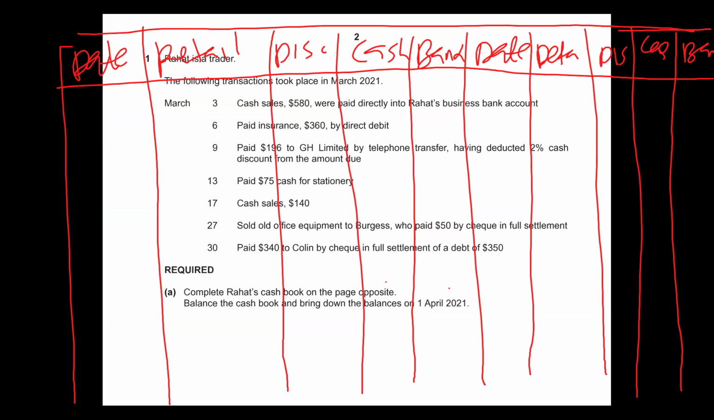Third March. There are cash sales, $580 that were paid directly into Rahati's business account. Now, let me pass a comment. We are saying these are cash sales. Why was it important to say cash sales?